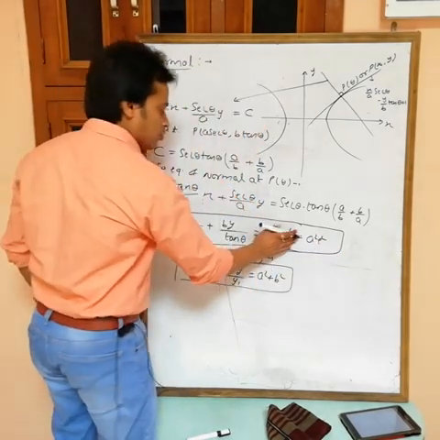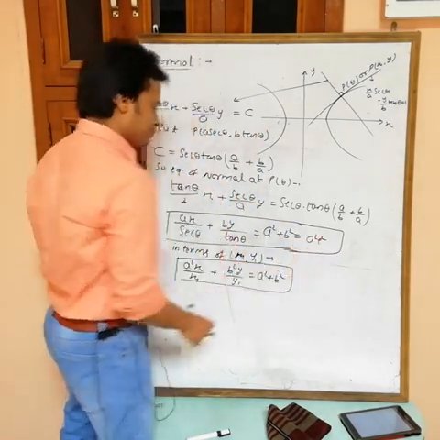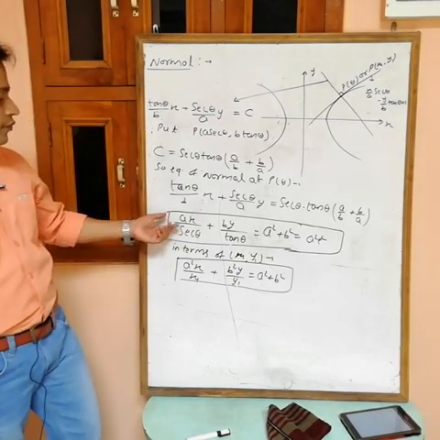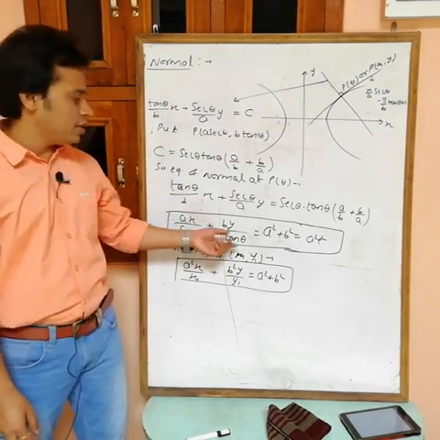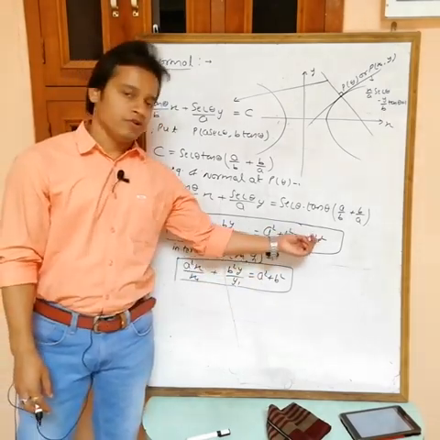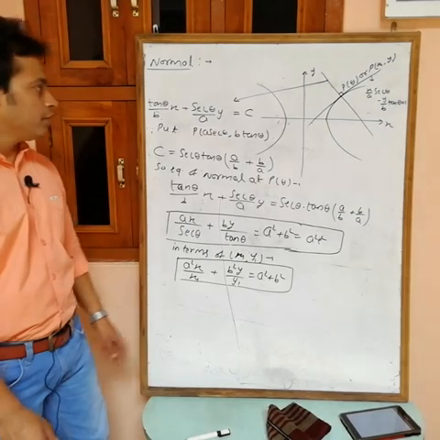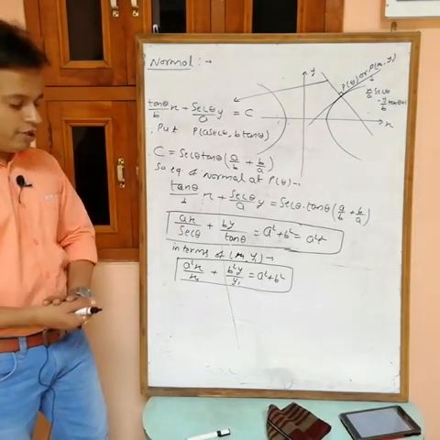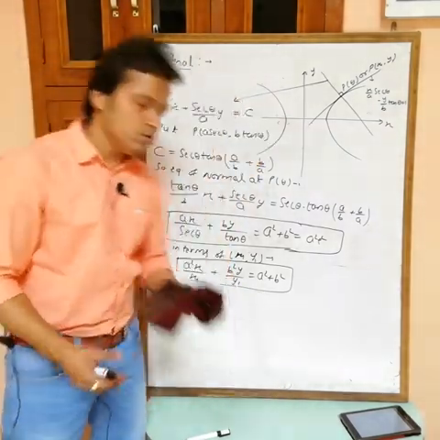It means this one or this one. You can write both now. So a x by sec theta plus b y by tan theta equals a square plus b square or a square e square. In place of this one you can also write this, because both are the same thing. Okay, so this is the equation of normal. Write it down. Now we will take some questions.